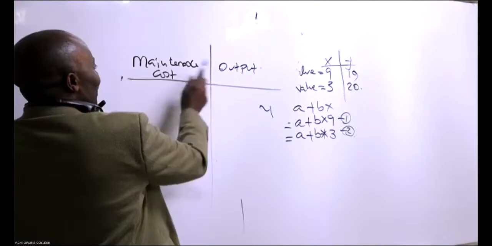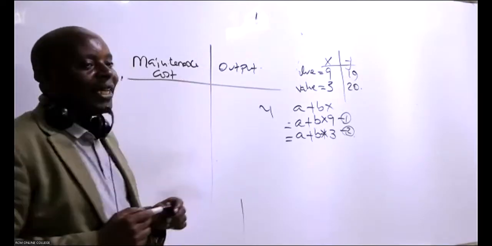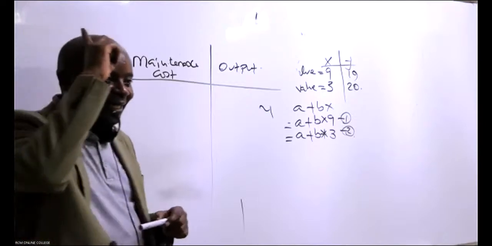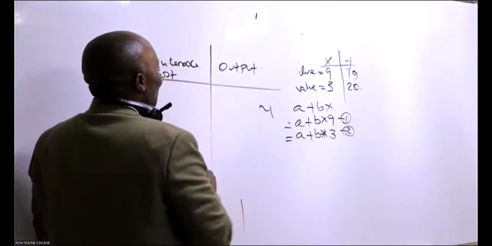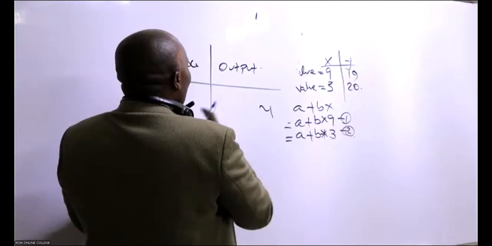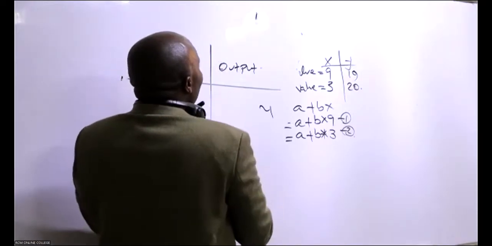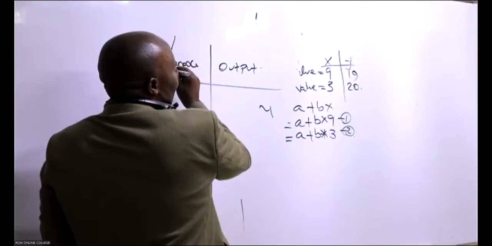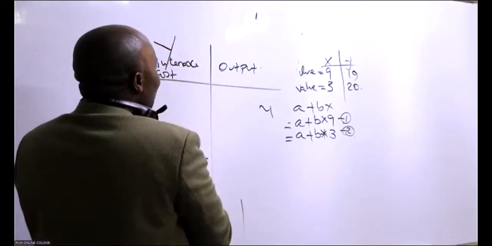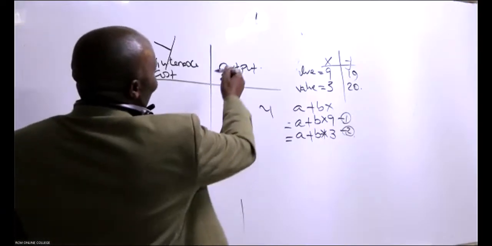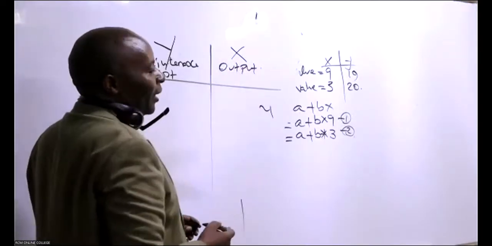So between the two, ladies and gentlemen, which one will be Y? Maintenance cost. Yes. Because remember, this topic is under what we call cost estimation. What they want to be estimated always goes to the Y. Which one do they want me to estimate? Is it maintenance cost? Yes, that goes to the Y. This one here goes to where? X.